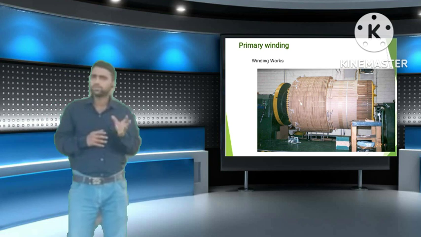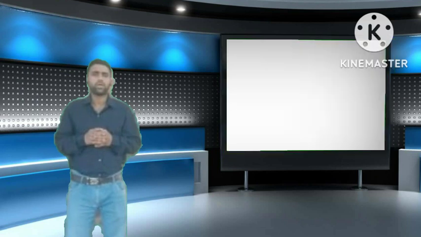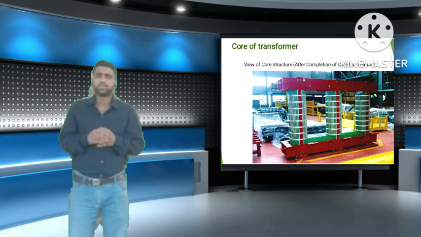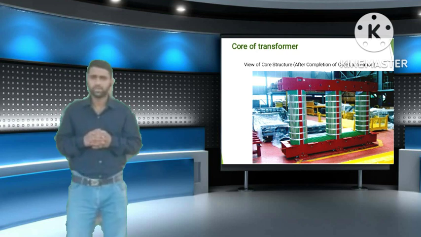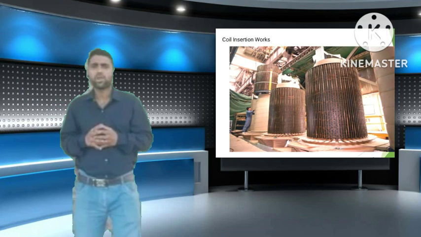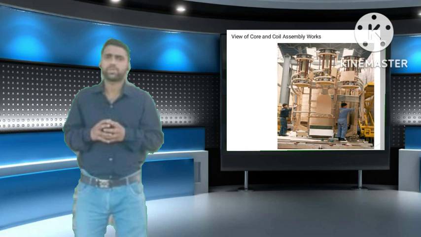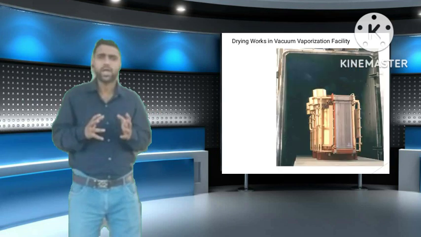Here is a picture of the primary winding. Let us see how the winding works. Here is the core of the transformer. Here is a view of the core structure after completing the core lamination. Here is the core in coil insertion work. Here is a view of the core and coil assembly work. Drying work in the vacuum vaporization facility.